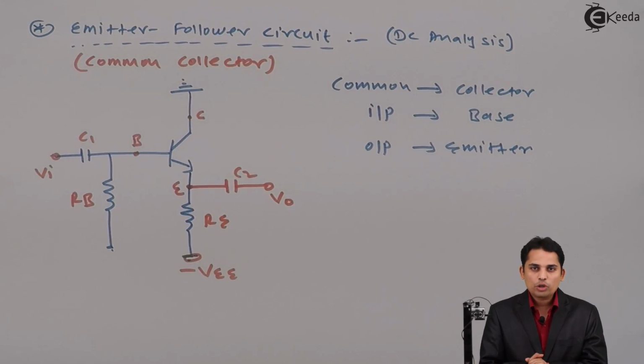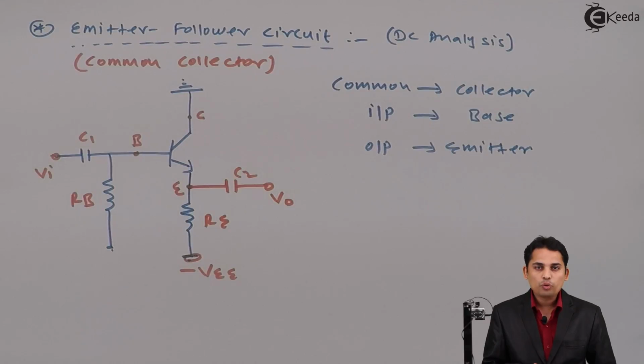Now, what we need to do is find the DC analysis of this circuit. So let's try to find that. In order to find the DC analysis, we need to calculate the base current IB and the collector to emitter voltage VCE. These are the two basic things. So we'll start with step one.